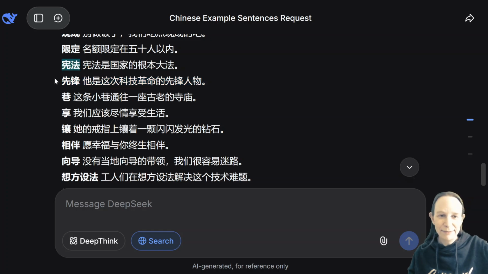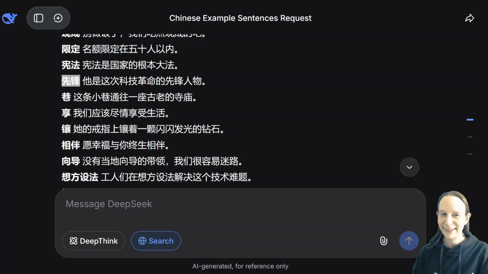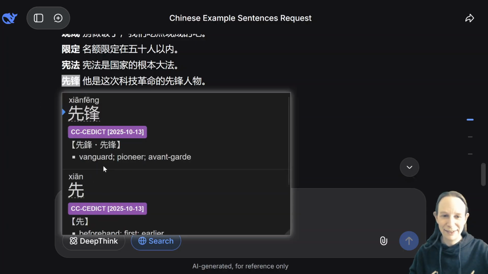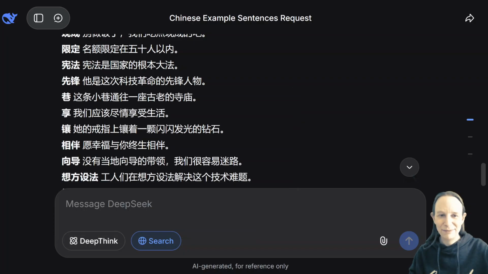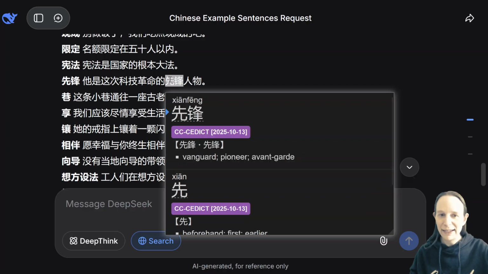Anyway, 宪法, constitution. 先锋. Yeah, so this is like vanguard or something like this. It's like crack troops, something like this. Vanguard, pioneer, avant-garde. 他是这次科技革命的先锋人物. Okay, so this is pioneer.